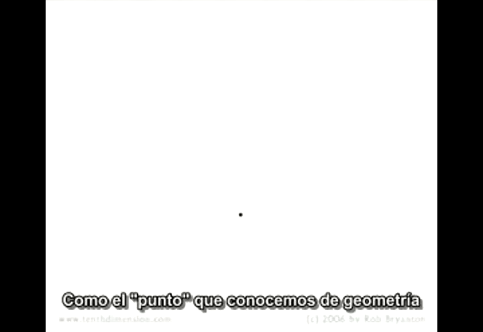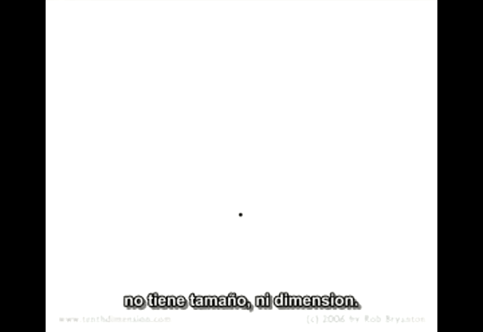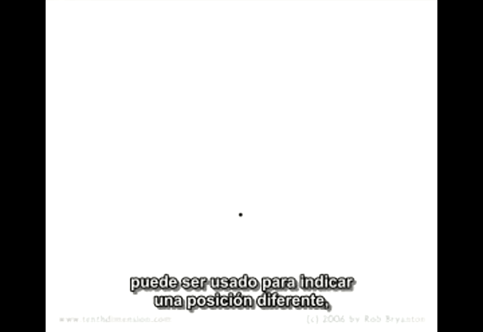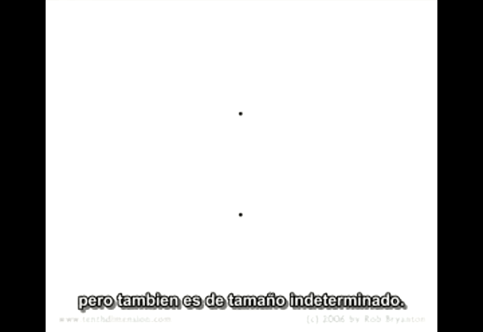We start with a point. Like the point we know from geometry, it has no size, no dimension. It's just an imaginary idea that indicates a position in a system. A second point, then, can be used to indicate a different position. But it, too, is of indeterminate size.